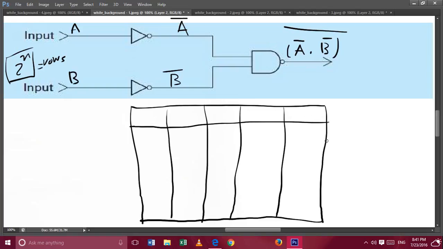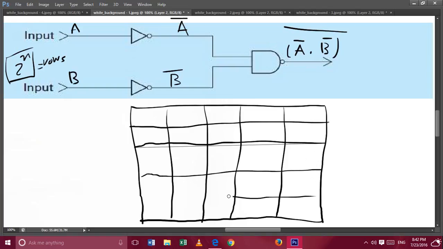And here we need 4 rows. 1, 2, 3, 4. Okay. And we're going to start putting the labels here. So this is going to be A, and this is going to be B, A and B here. And this is A bar, and this is B bar.